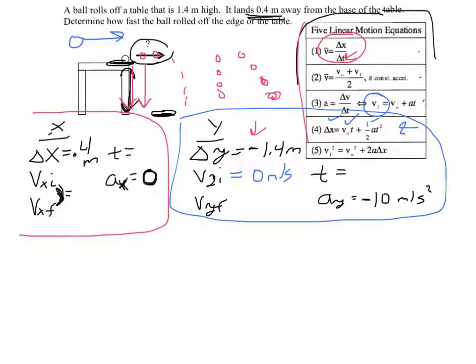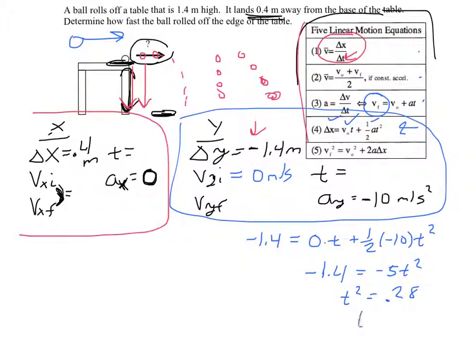So I'm going to say that negative 1.4 equals 0 times time plus 1/2 negative 10 t squared. And now I'm going to solve for t. So negative 1.4 equals negative 5 t squared. So t squared equals 1.4 divided by 5, which is 0.28. So time is the square root of 0.28, or 0.53 seconds. So that means that the ball stays in the air for 0.53 seconds. That's how long it takes to fall.